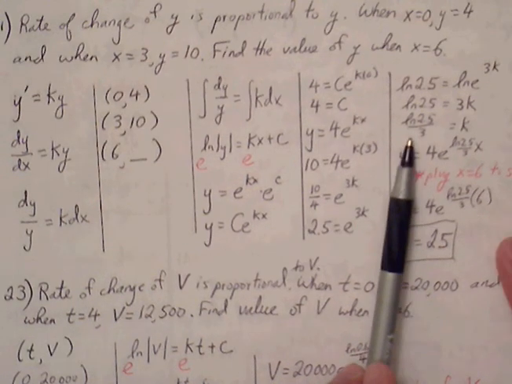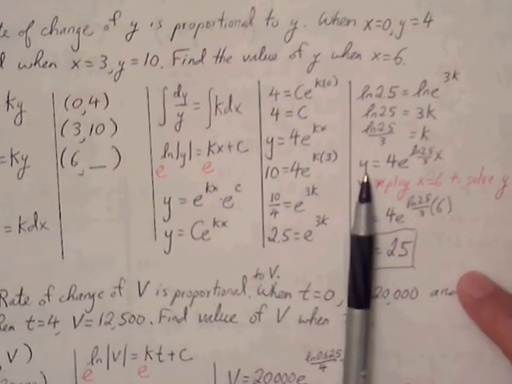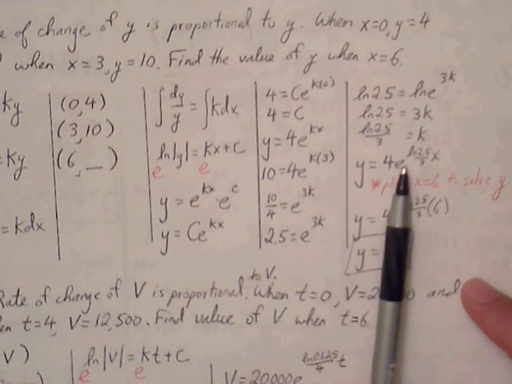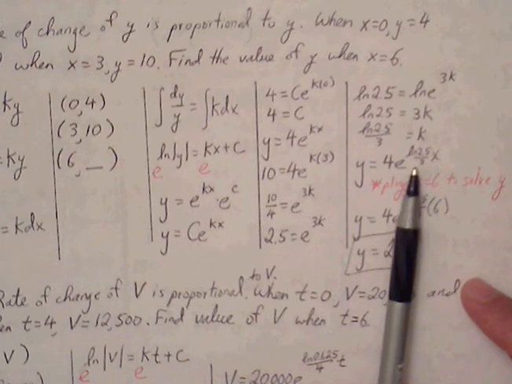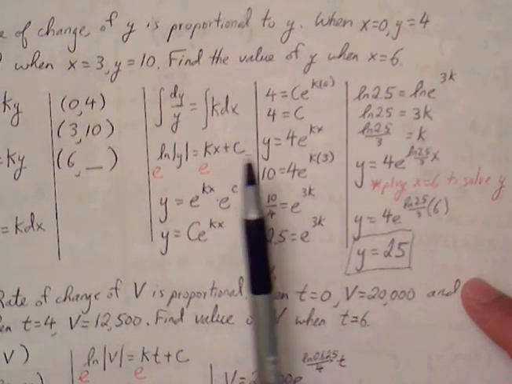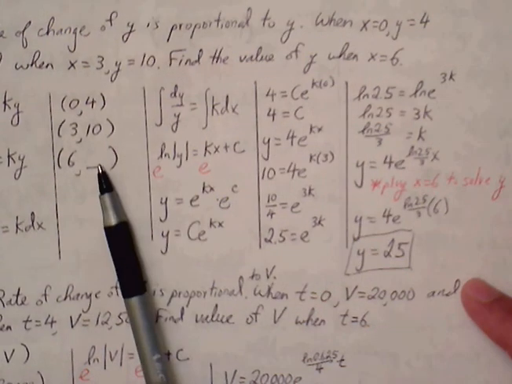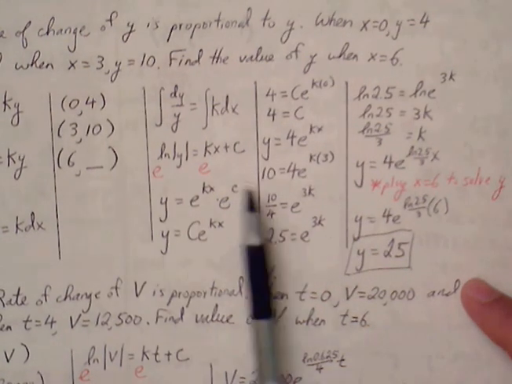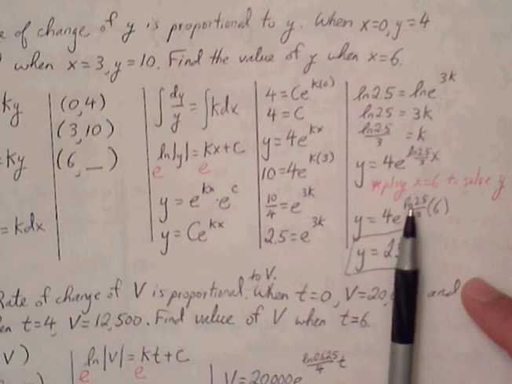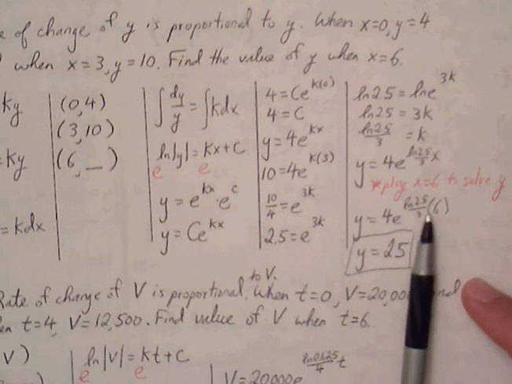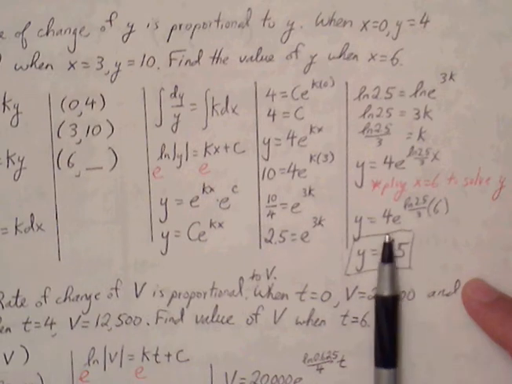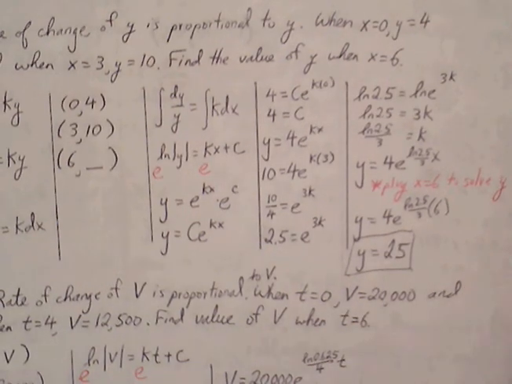We have the k value, we have the c value. Now we can write our specific equation. y is equal to 4e to the natural log of 2.5 over 3 times x. We have our specific solution. Now we can find our missing y value. Plug 6 in for x to solve for y. So 4 times e to the natural log of 2.5 divided by 3 times 6. All this can go in your calculator, and it reduces to y is equal to 25.